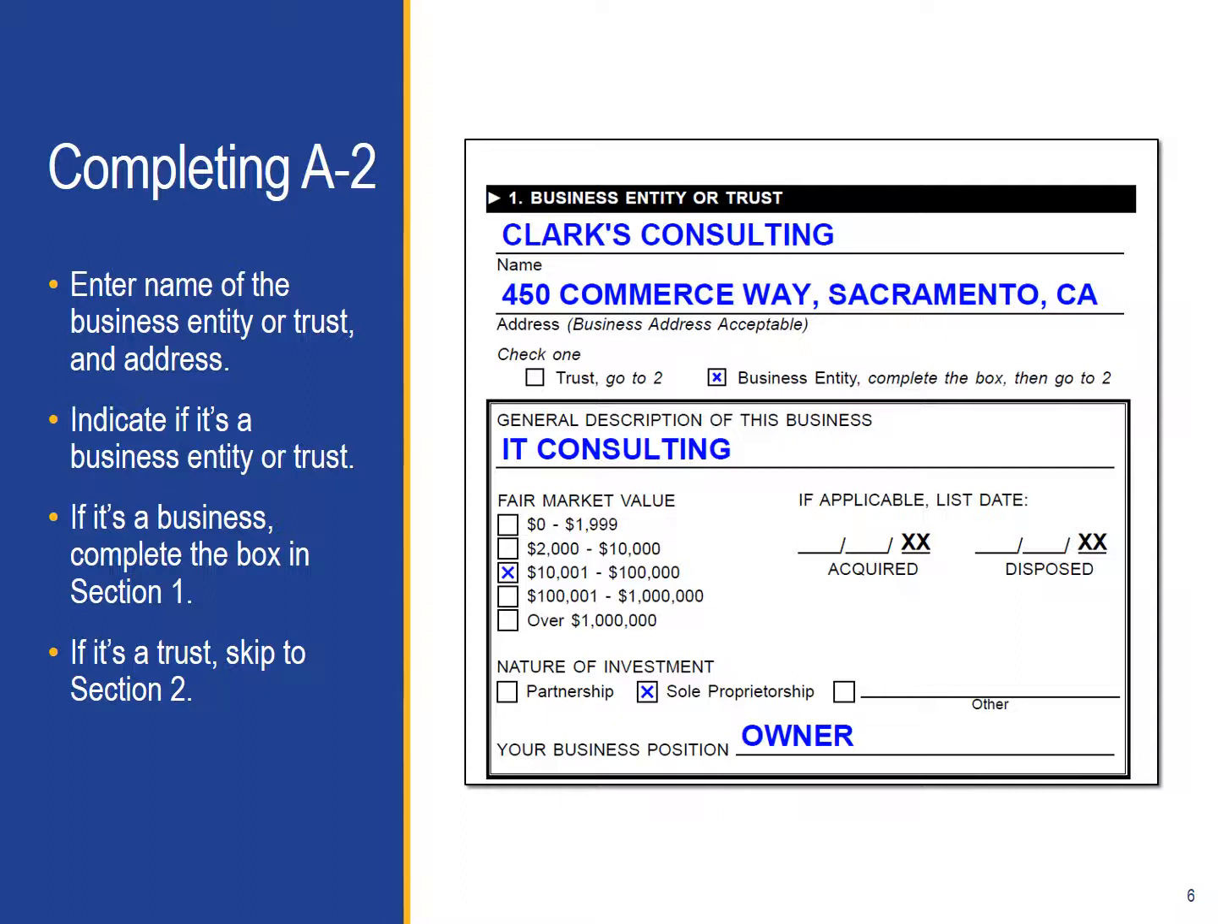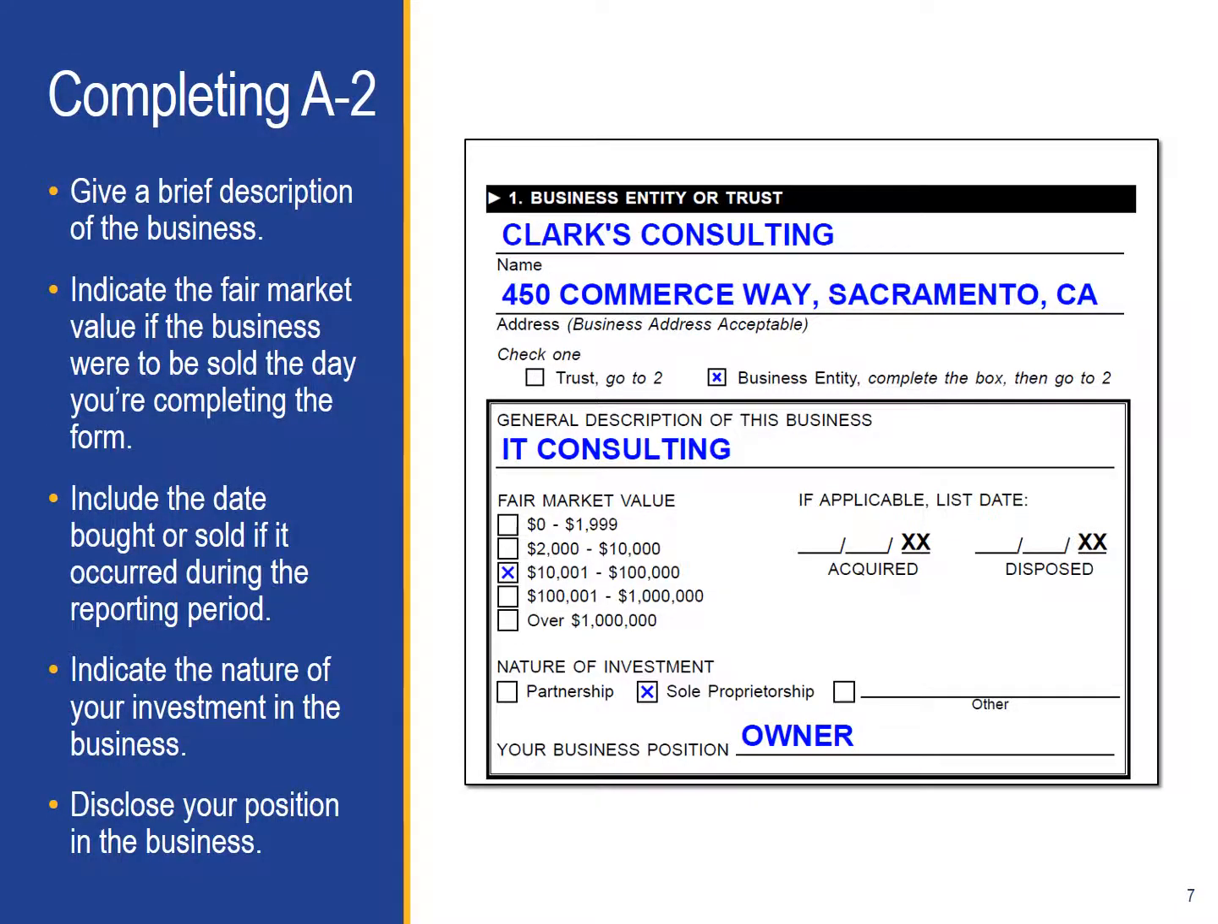If you are reporting a business, then you must provide the information requested in the box. This example shows an IT consulting business, so the box is completed. The box in Section 1 provides details on your business. Again, if you are disclosing a trust, you do not have to provide information for this section of the form. Enter a brief description of the business and check the appropriate box to indicate the fair market value of the business. This is the amount for which you would sell it on the day you complete the form. You must describe your interest in the business as well as your position in it.